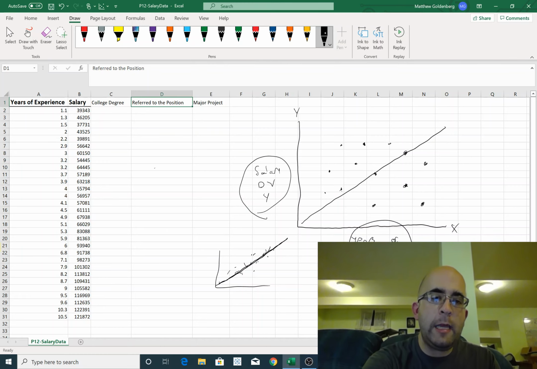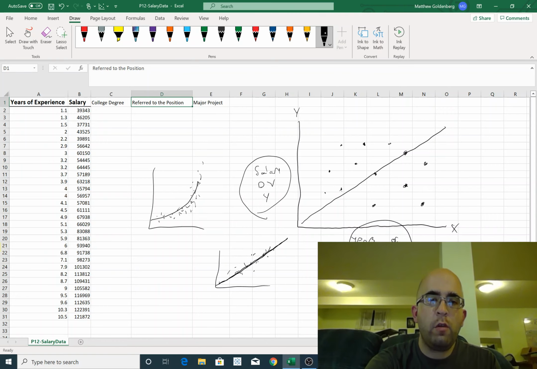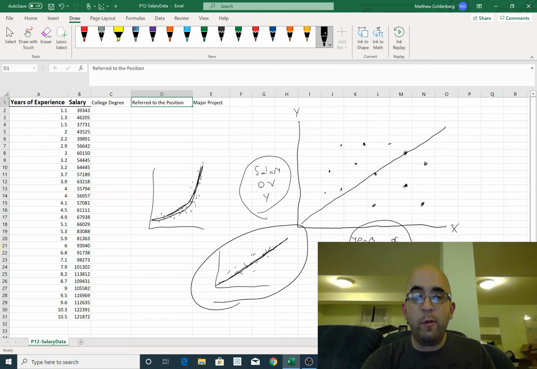If you had something like this, it would be like an exponential relationship, because the data is personifying exponential growth. Or you can have a parabolic relationship or other relationships. This is what linear relationship is concerned about.